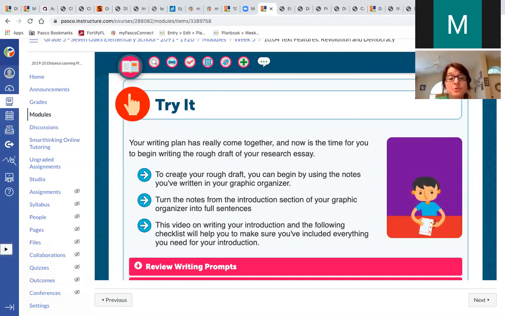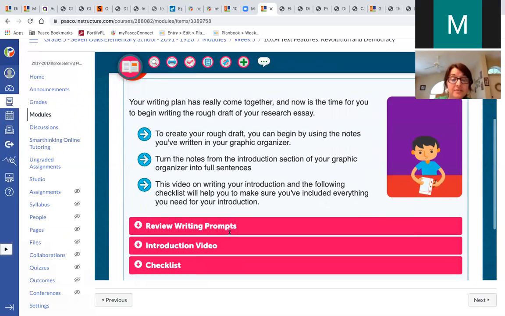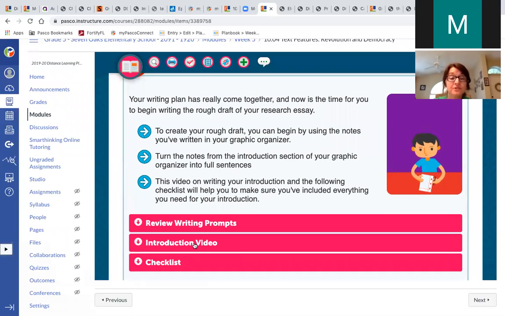As you create your rough draft, you're using the notes from that graphic organizer to help you start writing your introduction, and then the body paragraphs, and then the conclusion. You'll turn the notes from the introduction section of your graphic organizer into full sentences. And down here, this is going to talk about the introduction. So there's a video on writing your introduction that you're going to want to watch and pay close attention to. And then there's a checklist.